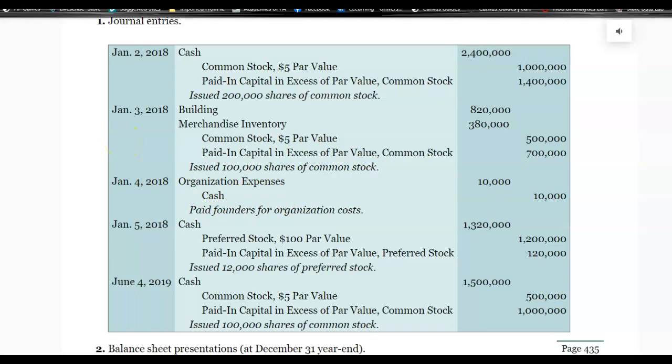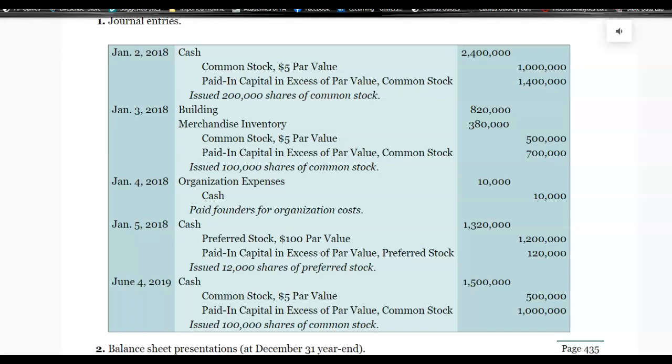Now, on January 5th, we begin to work with the preferred stock. So we have here that we issued 12,000 shares of the 100,000 shares of preferred stock. Remember, it was $100 par value, and it was 10%, and it was cumulative. So what did we get for the stock? Well, we were paid in excess of it. So we received $1,320,000 in total. That's how much cash that we received that's going to go in the cash account.